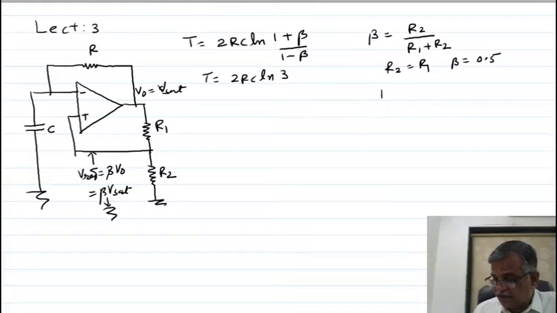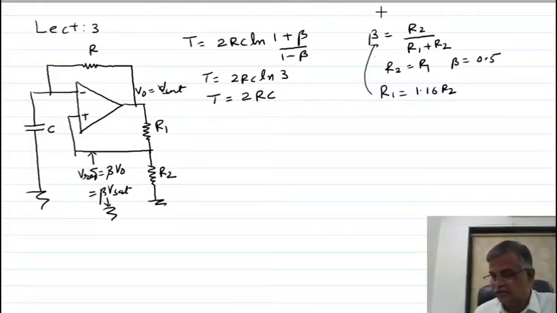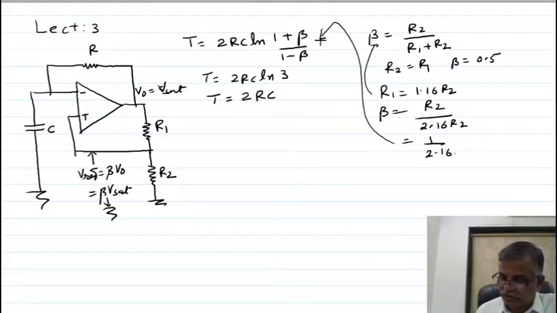If I take R1 is equal to 1.16 R2, then by putting the values, you can get beta is nothing but R2 upon 2.16 R2. So it is 1 upon 2.16. By putting this value here, you can get T is equal to 2RC.